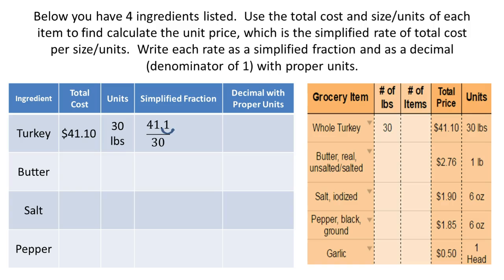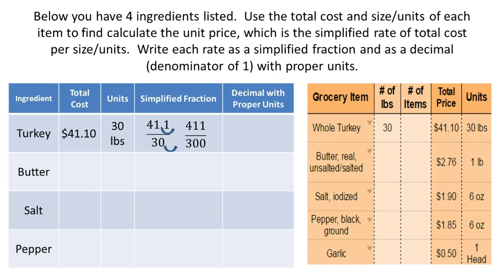If I move my decimal place over 1, I need to do it to the bottom as well. That'll give me 411 over 300. I can now look for a greatest common factor and try to simplify further. I'm going to leave my answer as an improper fraction, however, because I'm looking at rates. 411 and 300 do not have a GCF, a greatest common factor, so that's my simplified form.